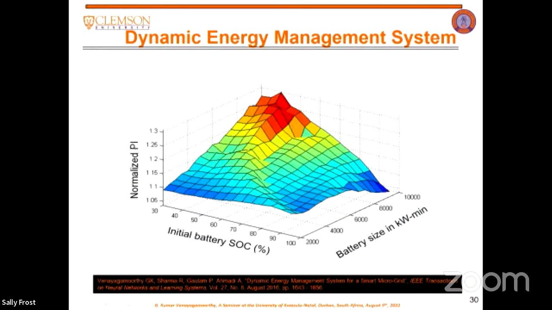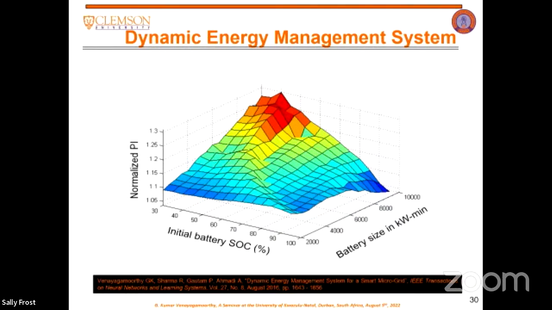The normalized PI is basically comparing the performance index of the DEMS, the intelligent AI approach, with respect to the decision tree, the traditional priority controller. So we can clearly see that it's above 1, which tells us that the AI controller is better than the decision tree-based approach. What's even more interesting is that we did the study for different SOC levels of the battery, 30% all the way to 100%. And we also looked at different battery sizes, from 2,000 to 10,000 kilowatt hours, for a given microgrid that we designed.